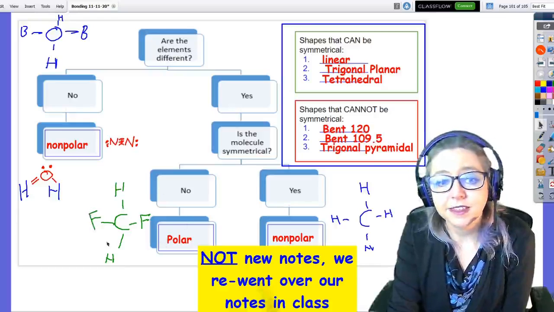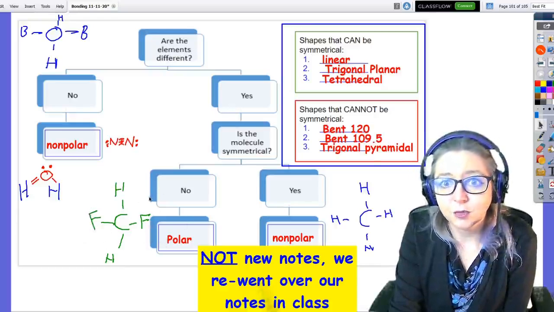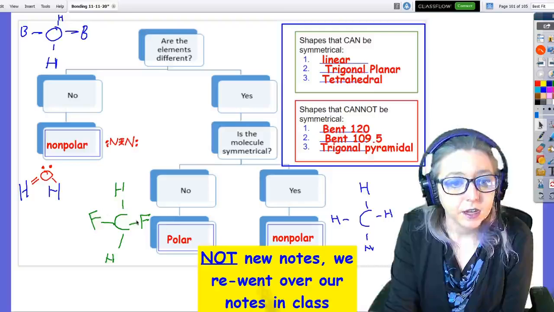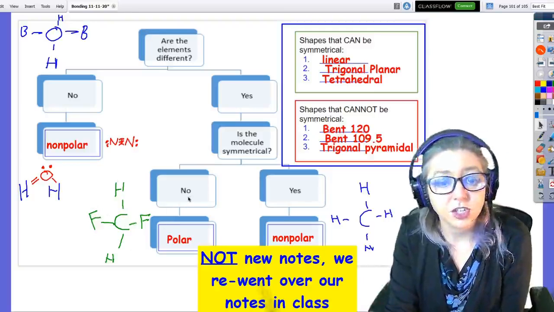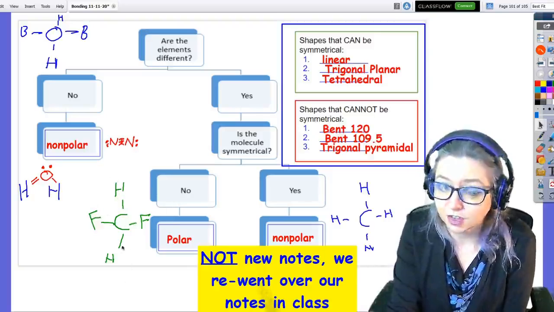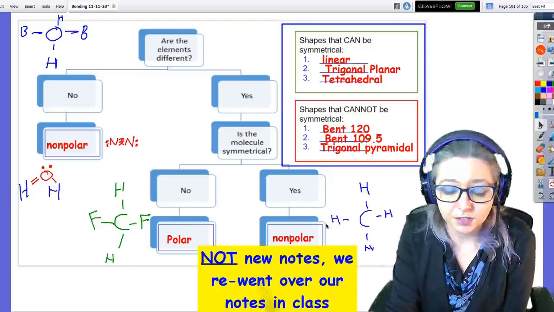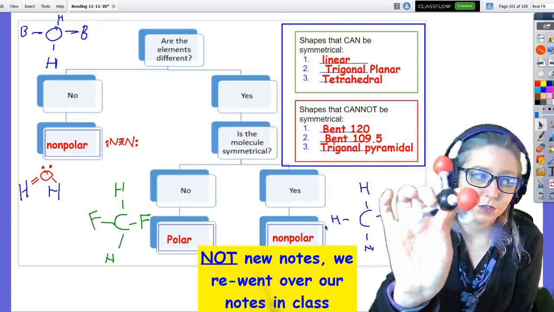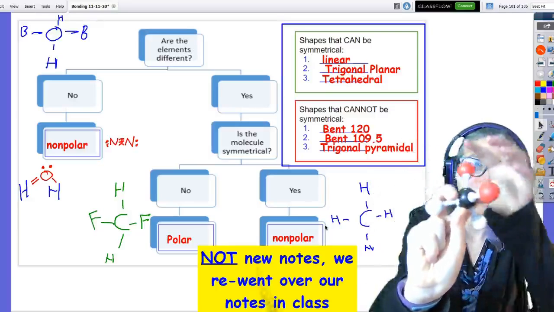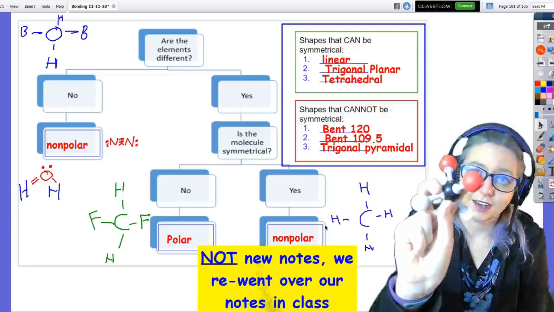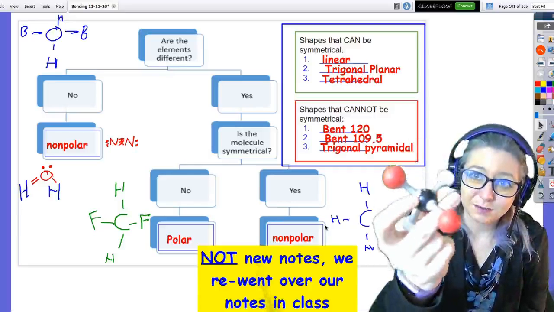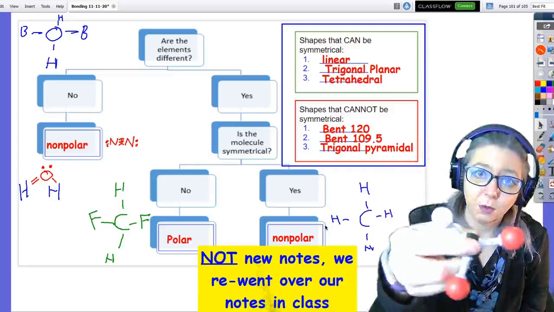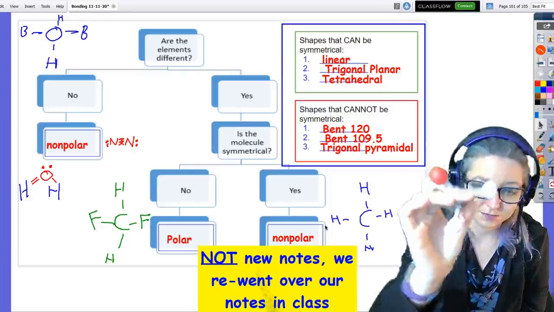But if I have something like this, CH2F2, well, it is tetrahedral, it can be symmetrical. And looking at it as a Lewis dot structure, it looks pretty symmetrical. I've got hydrogens opposite of hydrogens, fluorines opposite of fluorines. It's not going to actually be symmetrical. I will always have a fluorine side and a hydrogen side. So if I have different elements, more than one kind of element hanging off my central atom, that makes it a polar shape. It makes it not symmetrical.